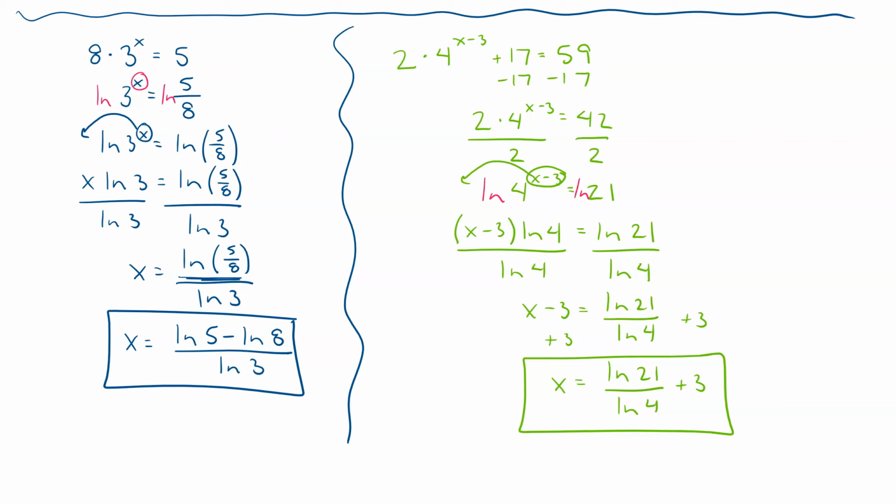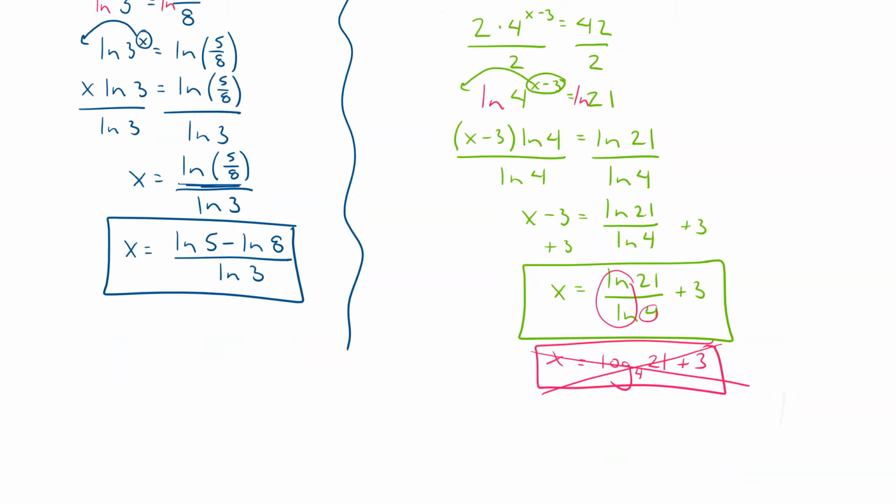Now, if you happen to have the change of base formula rattling around in your head, in theory, we could squish these two natural logs together and make it a log with a base of 4 and an argument of 21. But the problem with this answer is, while mathematically it's accurate, it's not calculator ready, so we don't want to use that as an answer.